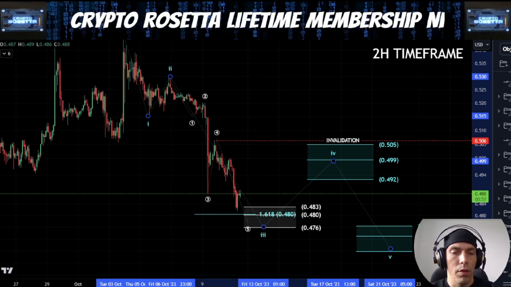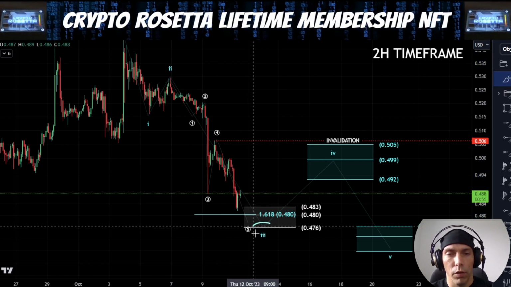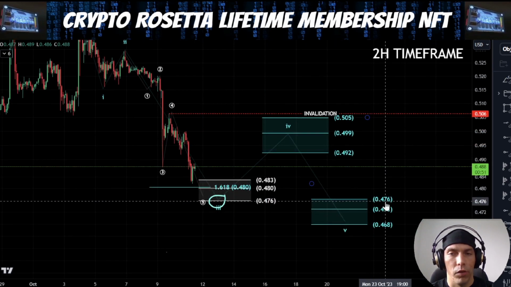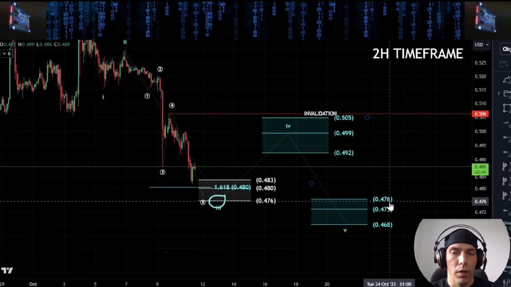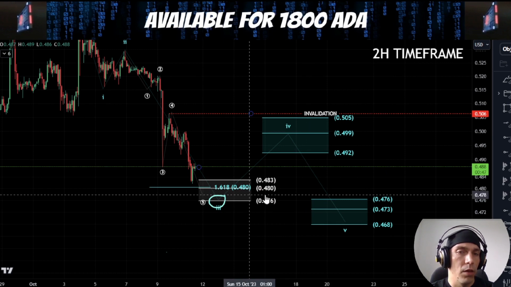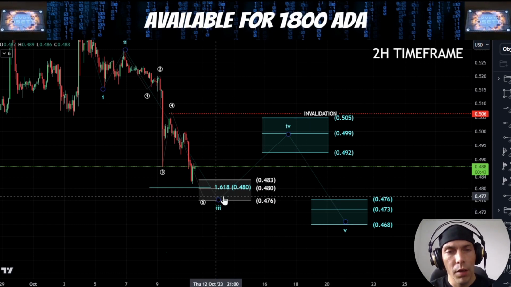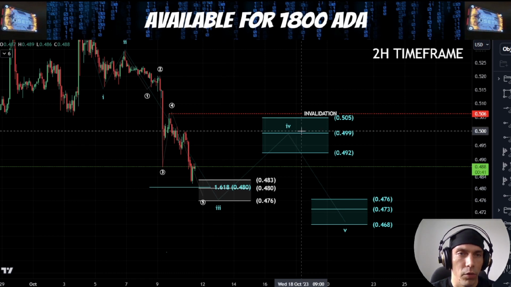This would then mean that this white count is all within this 3rd wave. Then we'd get a 4th and a 5th, which could potentially push us down towards this 47 cent 6 to this 46.8. So if we do see price move down into those levels, I'm going to be keeping an eye on this idea of a bounce to the upside.